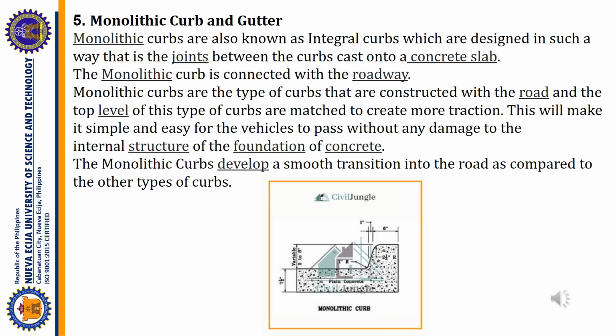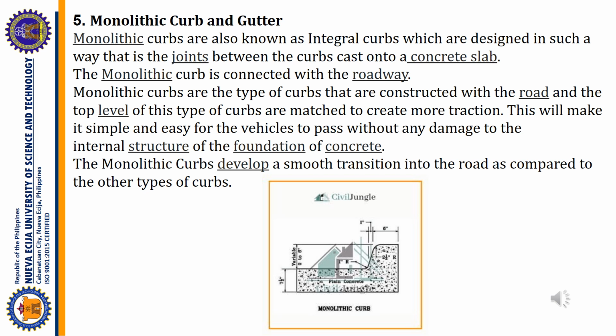The last one is monolithic curb and gutter. Monolithic curbs are also known as integral curbs, which are designed in such a way that the joints between the curbs are cast onto a concrete slab. The monolithic curb is connected with the roadway. Monolithic curbs are also constructed with the road, and the top level of the curbs are matched to create more traction. This will make it simple and easy for the vehicle to pass without any damage to the internal structure of the foundation of concrete. The monolithic curbs develop a smooth transition into the road as compared to the other types of curbs.